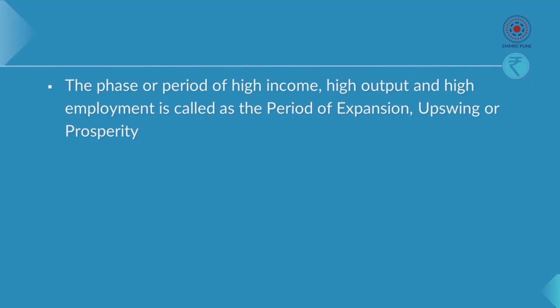The term trade cycle refers to fluctuations in aggregate production, trade and business activity over a span of several months or years in a market economy. It is the upward and the downward movements in the levels of GDP of the economy. The phase or period of high income, high output and high employment is called the period of expansion, upswing or prosperity. On the contrary, the phase or period of low income, low output, low employment is known as the period of contraction, recession, downswing or depression.